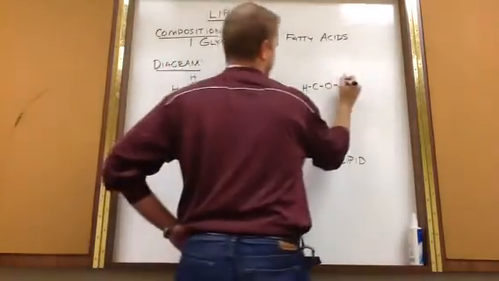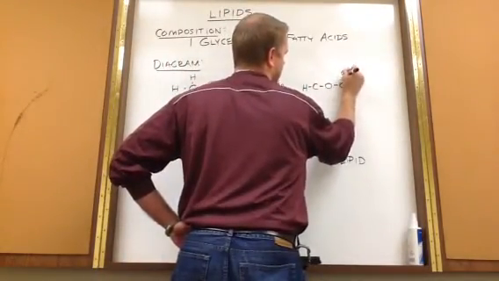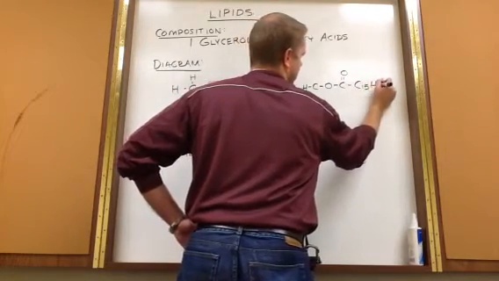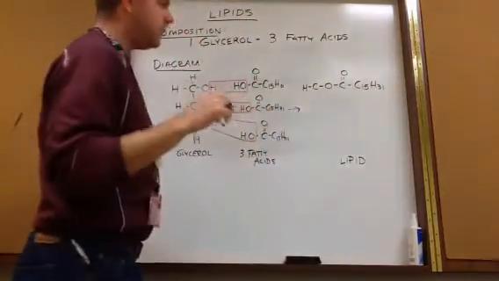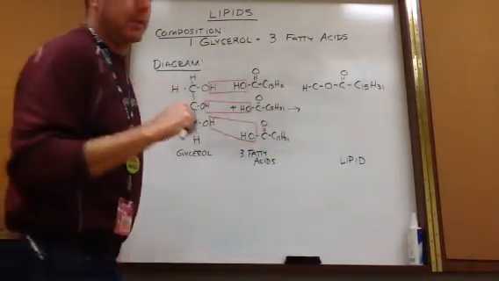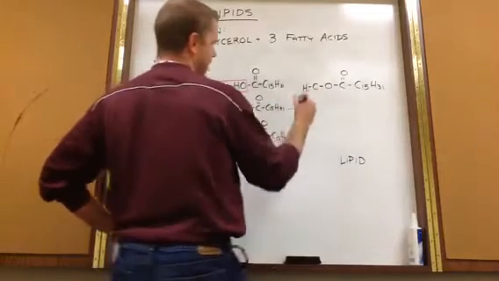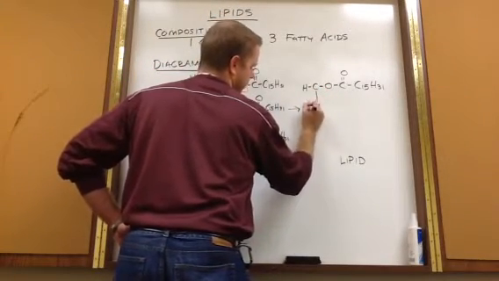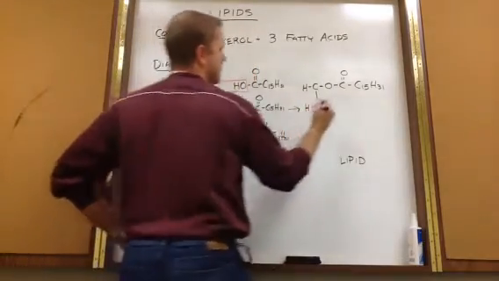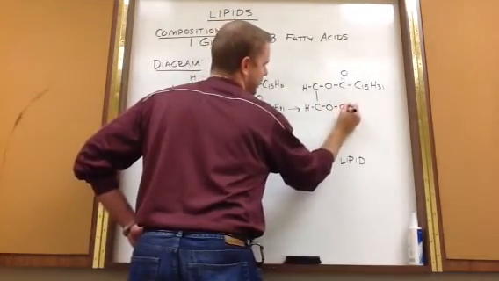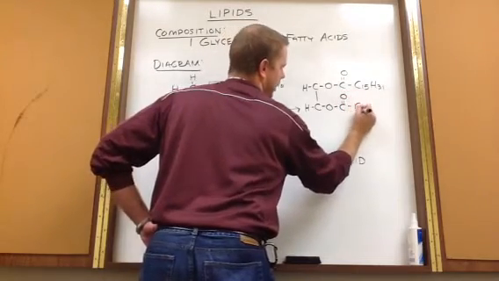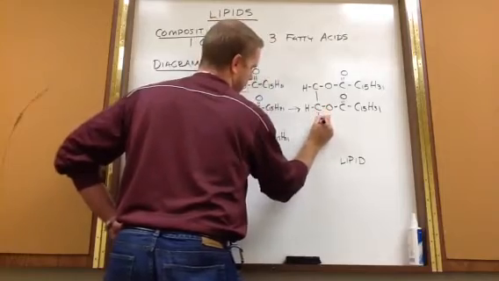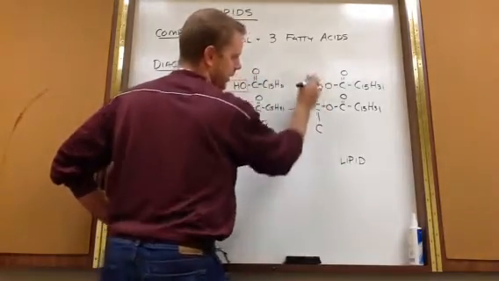We end up with a C, double bonded O, C15, H31. So there's your first thing right there. Then we're going to end up with another one. And by the way, this C will be bonded to this C, right? So we have an H right there. You're going to have an O. You're going to have a C, double bonded O, C15, H31. And you'll have another carbon bonded to this carbon. So here's your glycerol right here.